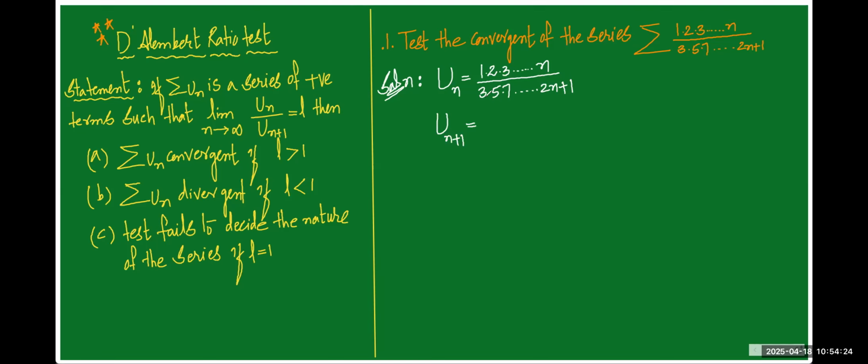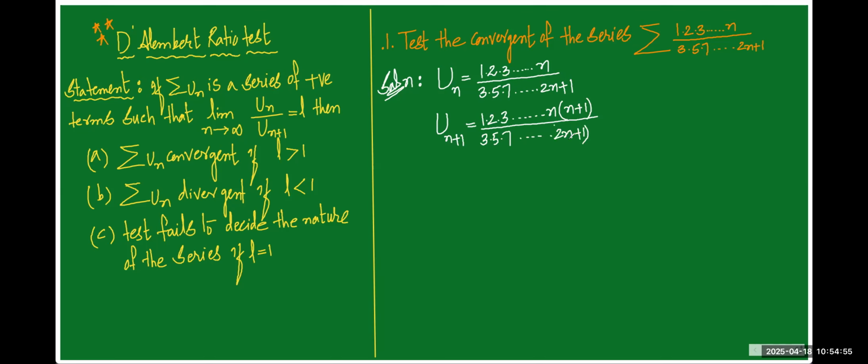Similarly, denominator 3, 5, 7. The nth term is 2n plus 1. What is the next term? The next term will be obtained by replacing n with n plus 1. That is 2n plus 3. I'll show you. 1 into 2 into 3 and so on to n, the next term will be n plus 1. And the denominator is 3 into 5 into 7 and so on, 2n plus 1 will be there.